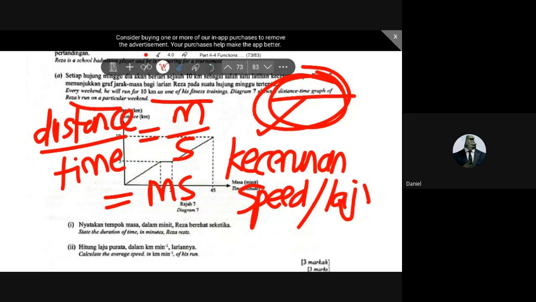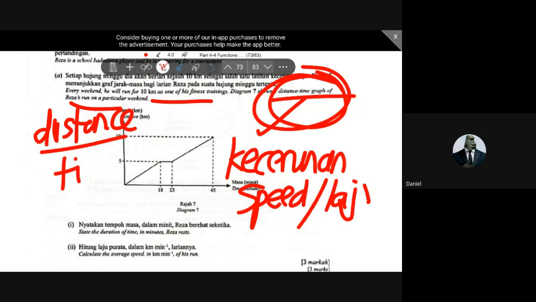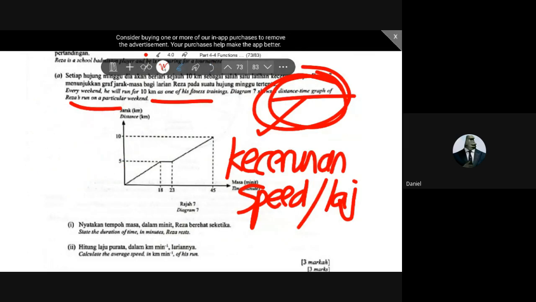Okay, so I rasa tak ada apa-apa lagi. The answer for A1 is 23 minus 18, to find the total time he takes to rest. You have to minus, this one minus this one. 23 minus 18. Yeah, correct. That's the answer. Okay, so like that.